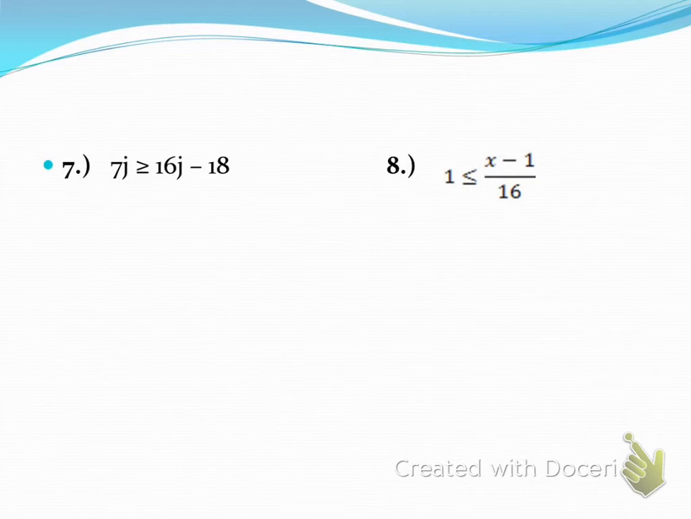Number 7. Carl, what did you get? J is less than or equal to 2. How do we feel about that? Good. We should feel good about it. You got to be careful with your signs on that one. J is less than or equal to 2.